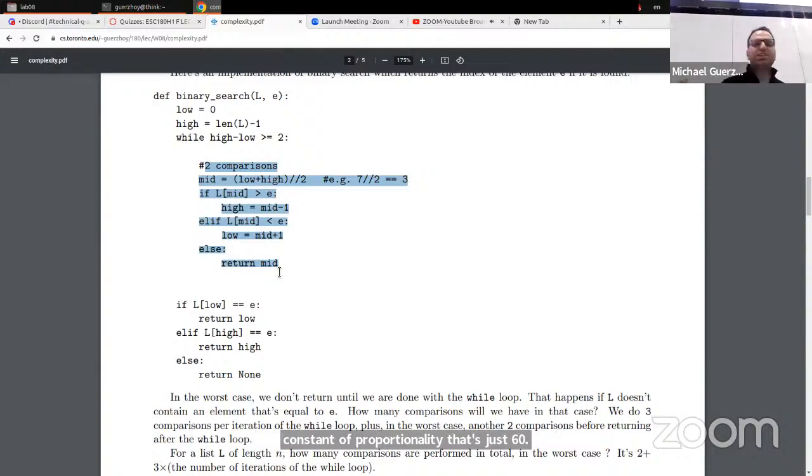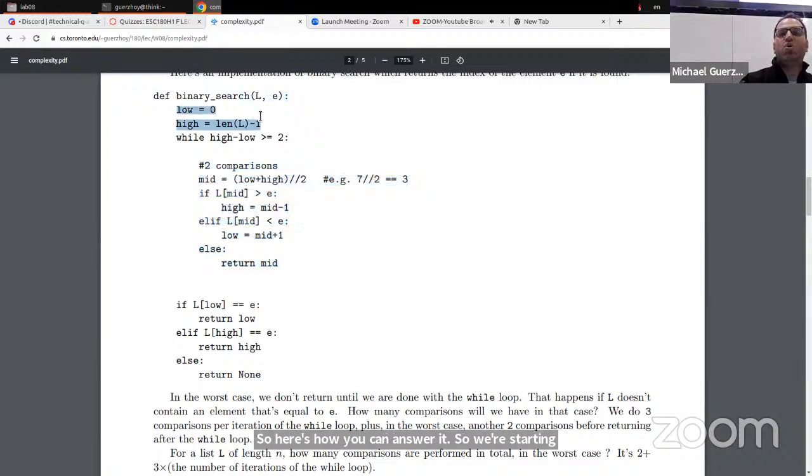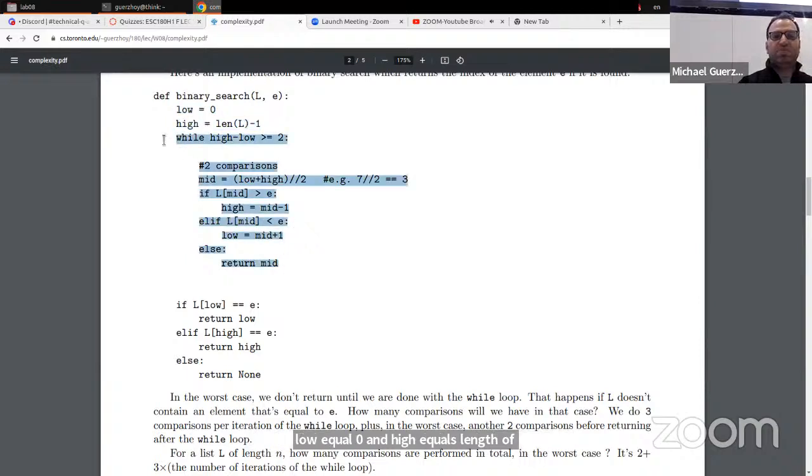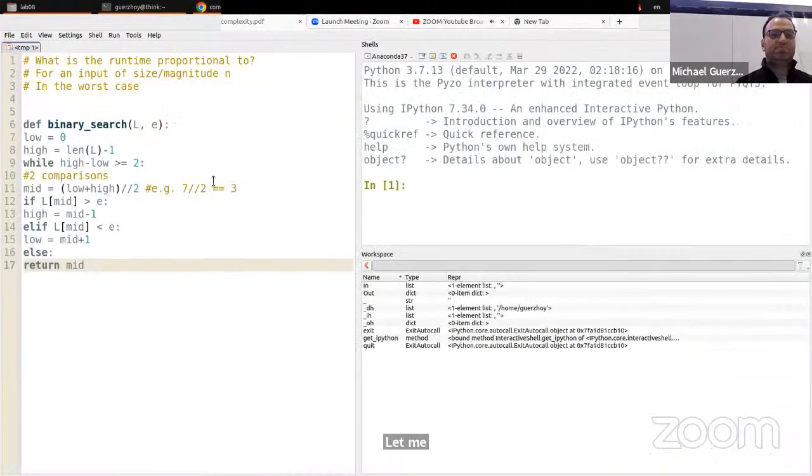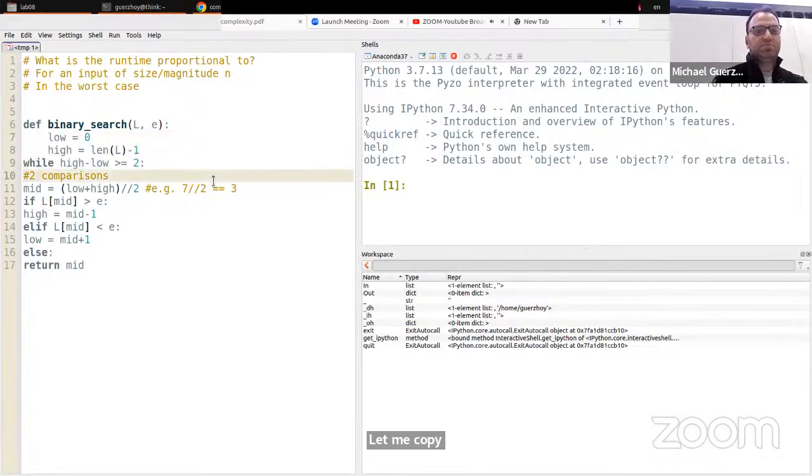So that's what we're asking. Now I want to answer this question for binary search. So here's how you can answer it. We're starting with low equals 0 and high equals length of L minus 1. Let me copy and paste. I'll let you copy and paste as well.